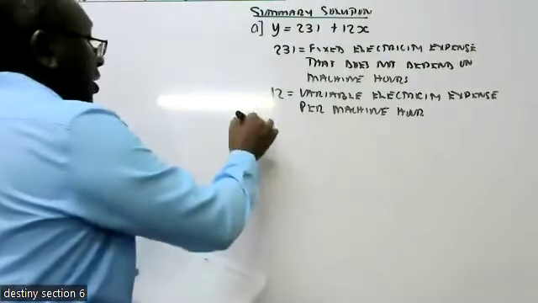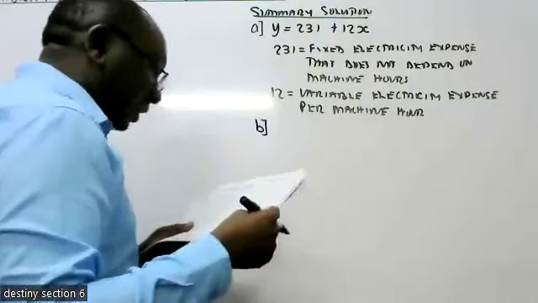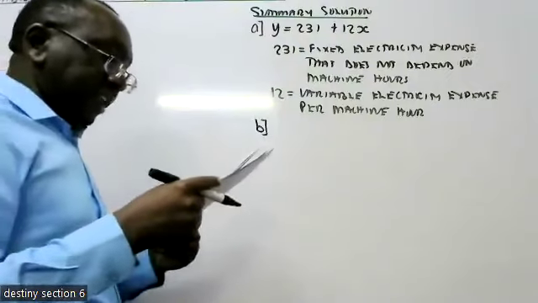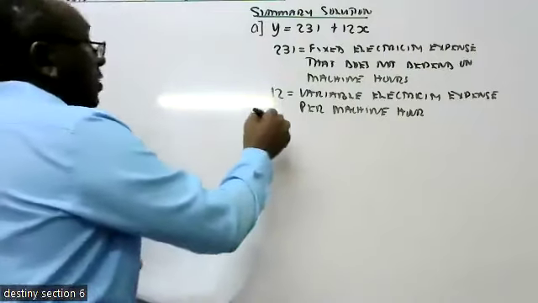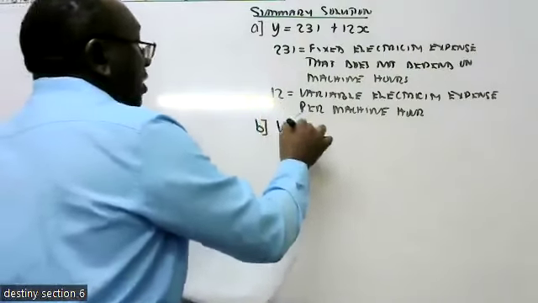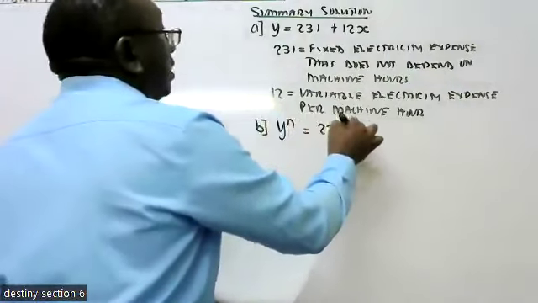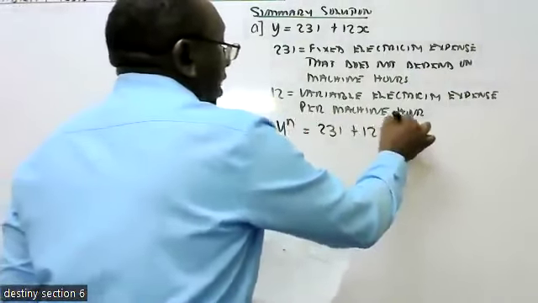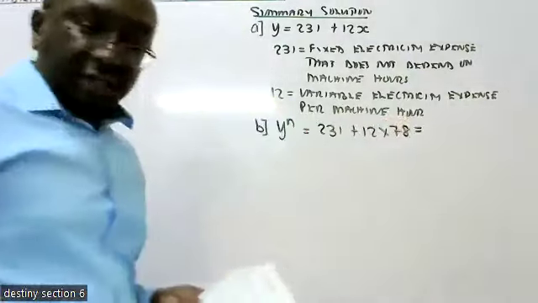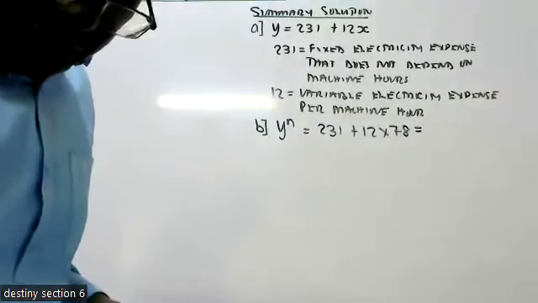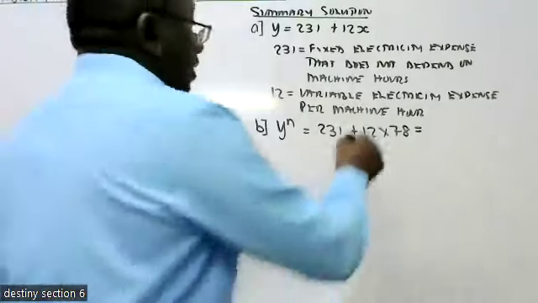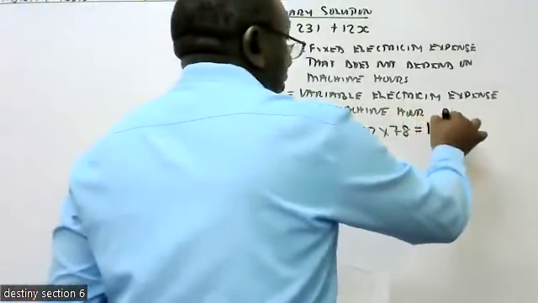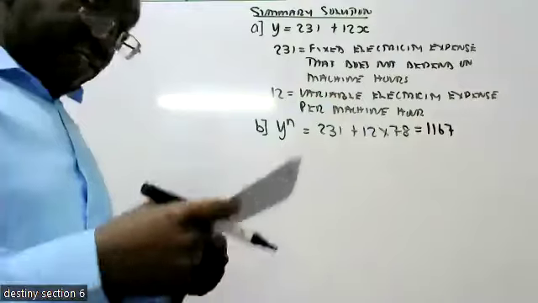Part B, the candidate had been told to estimate the amount of electricity expense. So this one we had said y predicted would be 201 plus 12 times 78, which we had gotten as 1167. That is what the candidate should have done.